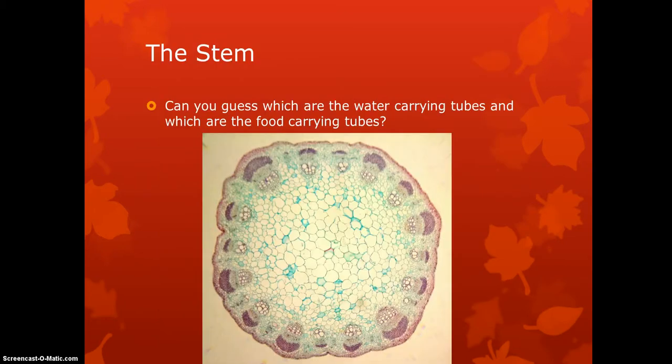Now this is the cross-section of the stem. Do you notice that it's very different from the cross-section of the root? Pause the video and write down what the differences are.